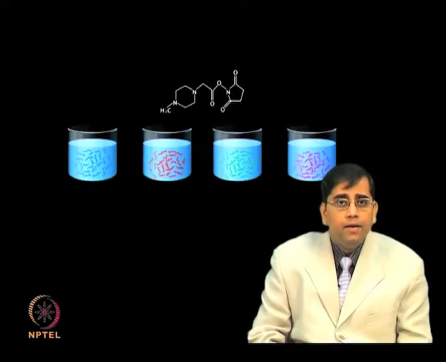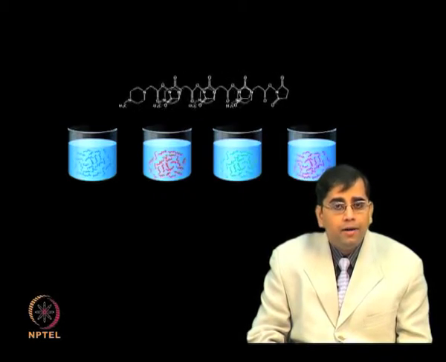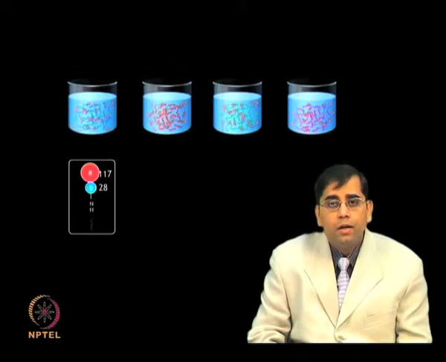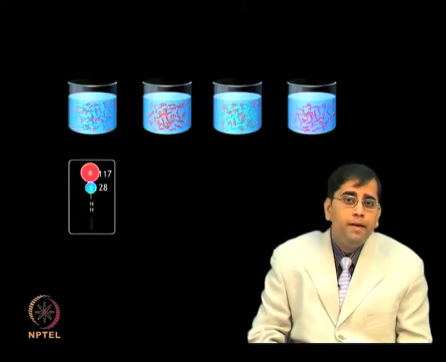iTRAQ is an MS-based technique for relative and absolute quantitation of protein. iTRAQ reagents are a set of 4 isobaric amine-specific labeling reagents: 114, 115, 116 and 117. An iTRAQ reagent consists of a reporter group, a balancer group and a peptide reactive group.